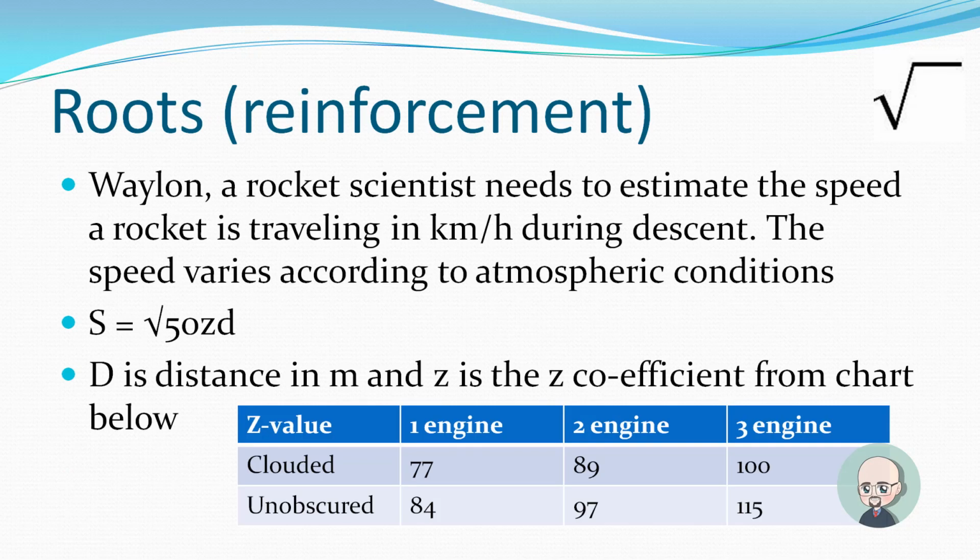We're going to do a problem concerning roots. Whalen, a rocket scientist, needs to estimate the speed a rocket is traveling in kilometers per hour during descent. The speed varies according to atmospheric conditions. The formula for determining the speed is S equals the square root of 50ZD, where D is the distance in meters and Z is the coefficient from the chart below. You see I have the Z values: 1 engine, 2 engine, 3 engine, clouded, unobscured.